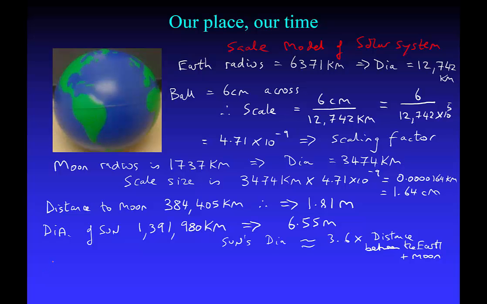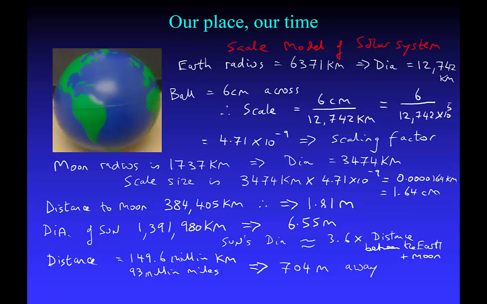If we then consider the distance to the sun, the sun is 149.6 million kilometers away. That's called 1 astronomical unit. In old units, that's roughly 93 million miles. Now, if we multiply that by the scaling factor, that comes out to be 704 meters away.